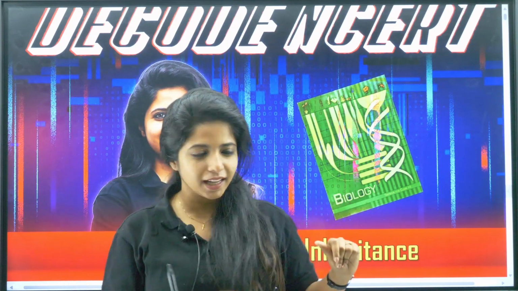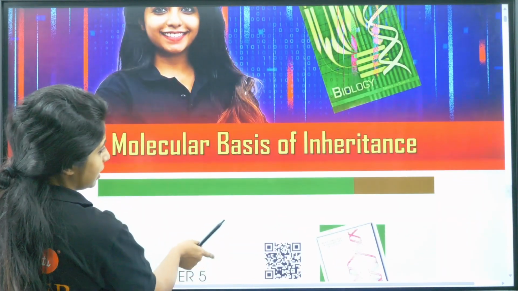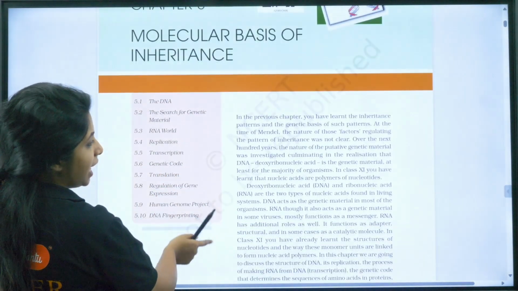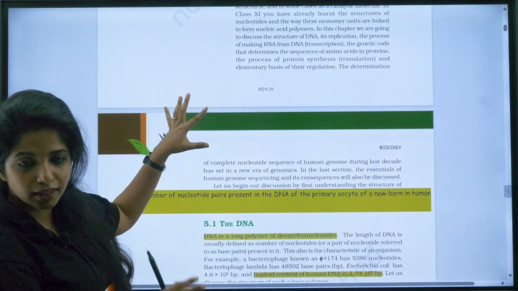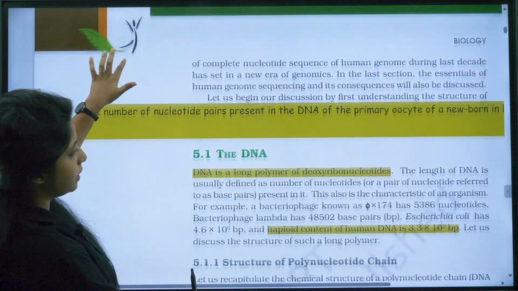Okay, so let's begin. The color tone might change because today our editor is on leave, New Year leave, so please adjust for some time, but I hope everything that is here is visible to you clearly.